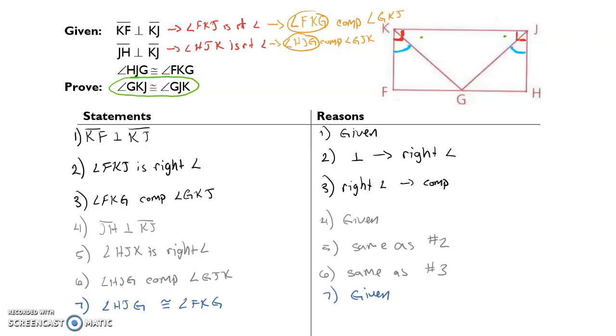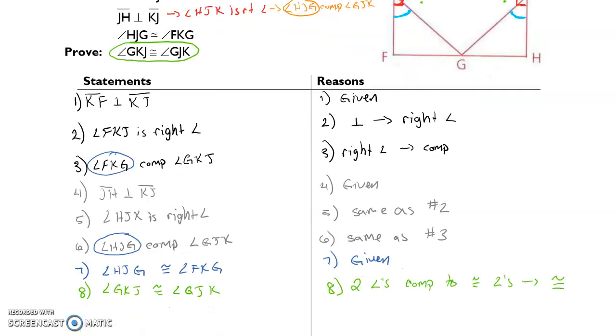In statement 3, I have angle FKG, and in statement 6, I have angle HJG that I have both stated in number 7 are congruent. So the angles I'm trying to prove are complementary to congruent angles. That's going to be my last statement, that my angle GKJ is congruent to angle GJK, and then it's going to be my reasons from up top.